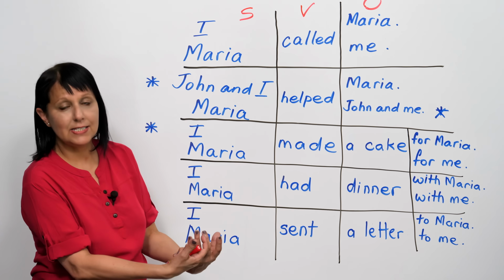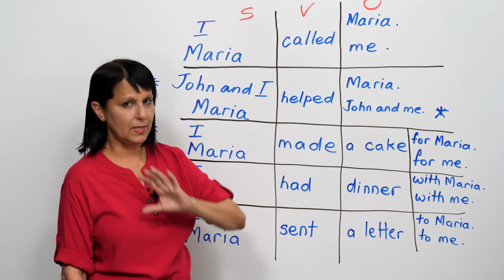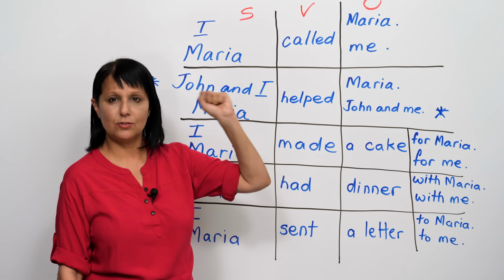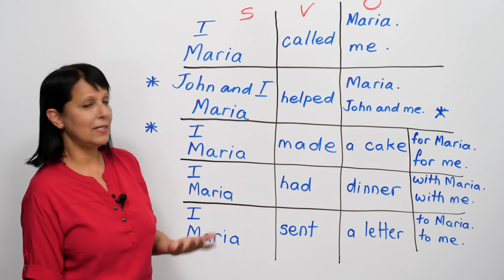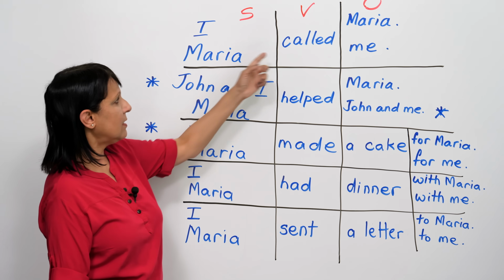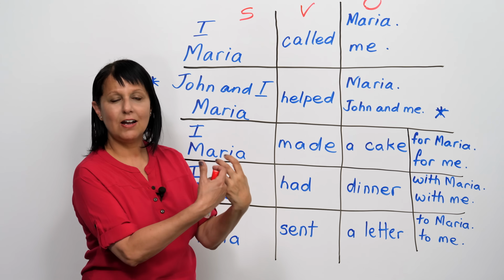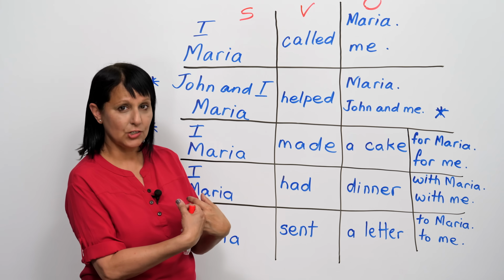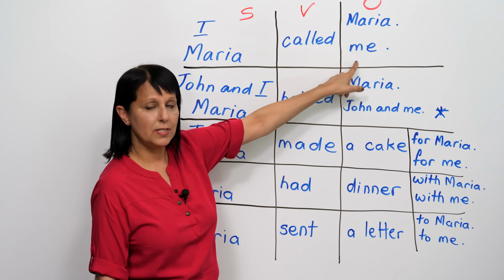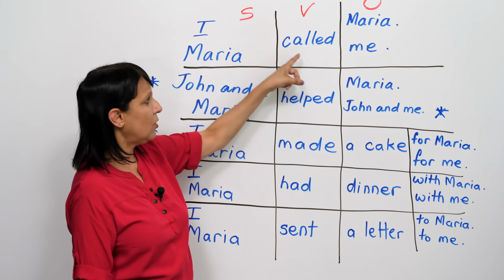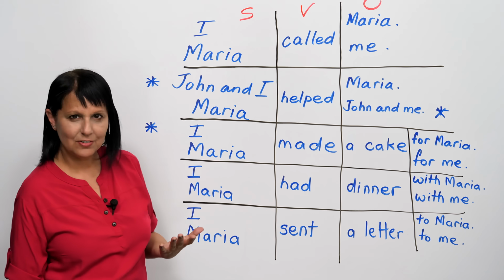But I does the action. So I called Maria, right? That's one sentence. It's correct because I is always the subject, and that's where we have it in the right place. But let's look at another sentence. Maria called me, okay? Now me is the object. Me received the action. In this case, the call. So me is always an object. So it's in the right place here. I called Maria. Maria called me. Good. Let's look at another example.